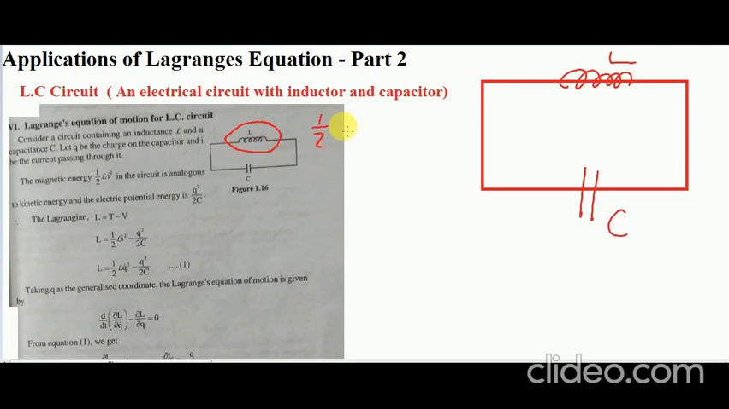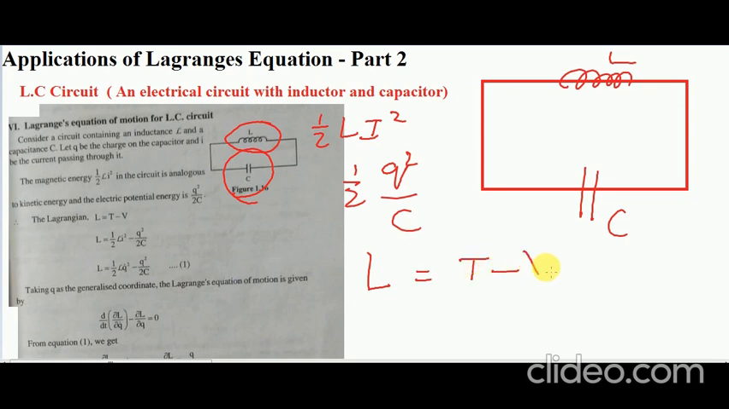It is half L I square. Half L I square is the expression for energy in the magnetic field of the inductor. In the same way, what's the expression for energy in the capacitor? That is half Q square divided by C. So here the Lagrangian L is given by T minus V, where T is the magnetic energy stored and V is the electrical potential energy stored. So you can write it as half L I square minus half Q square divided by C.